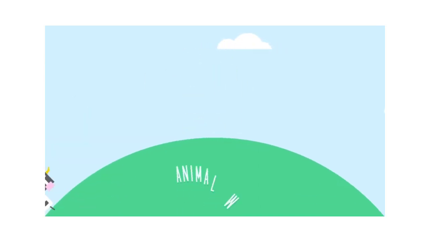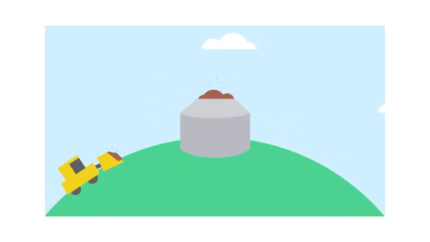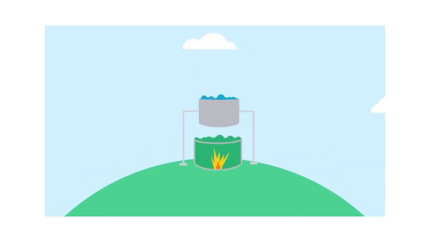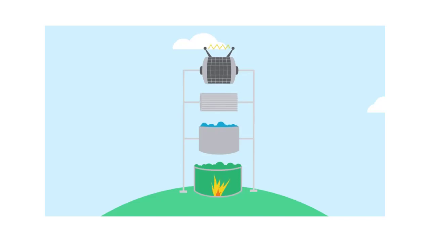Next up, animal waste, also known as the problem of cow poop. The solution? Waste from farm animals can be collected in a large tank called a digester, filled with bacteria that eats the waste and converts it to methane gas. The methane is captured and burned to heat water and create steam. Sound familiar? Second verse, same as the first.